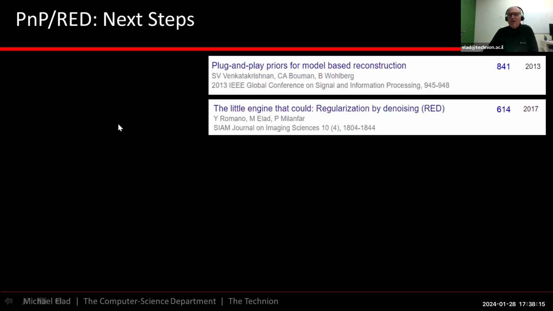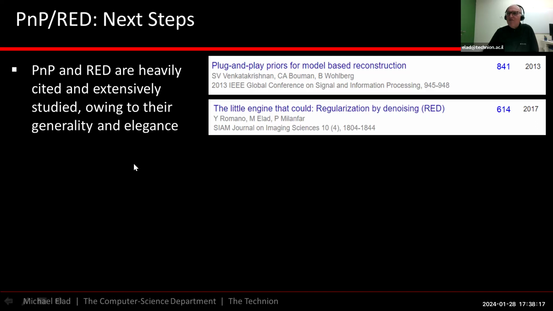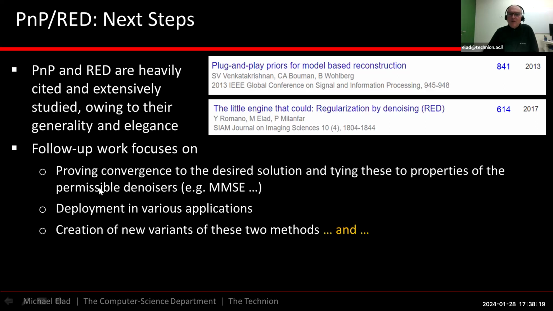Over the years, there were many citations to this paper, many follow-ups. People analyzed theoretically convergence properties of these 2 algorithms. They deployed it to different applications, and they created new variants of these. But what I like the most is the concept of unfolding. Again, unfolding. Think about the following. Take, for example, the plug-and-play algorithm.